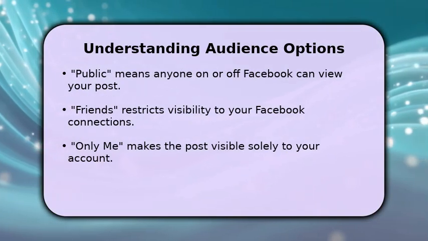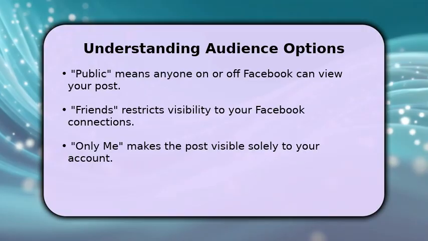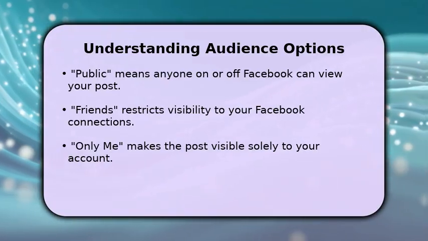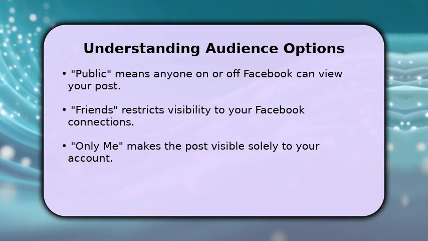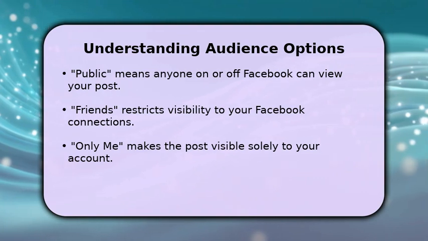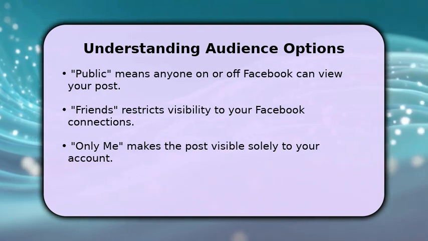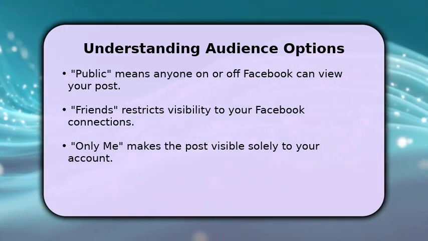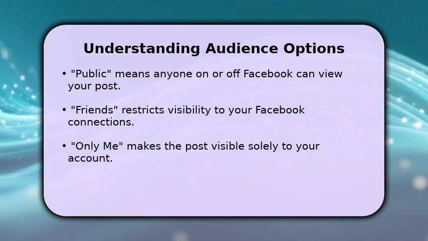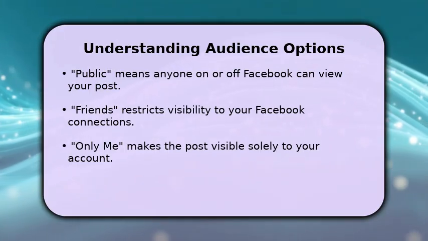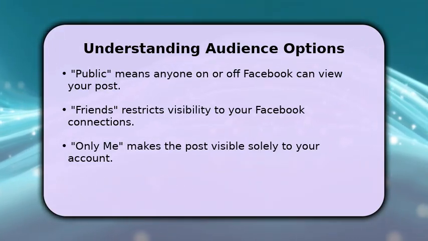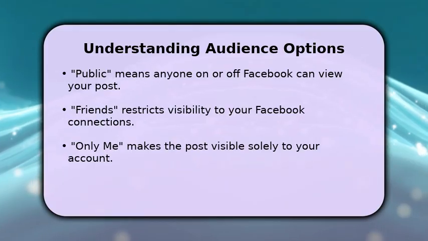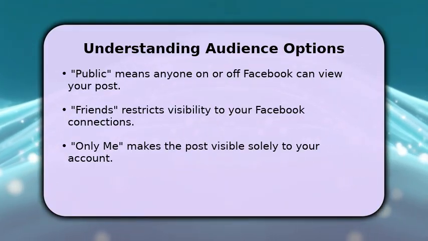Understanding the different audience options is key to managing your privacy. Public means your post is visible to everyone, including people not on Facebook. Friends limits visibility to your direct connections. Friends Except allows you to exclude specific individuals. Specific Friends lets you choose only certain people. Finally, Only Me makes the post completely private, visible only to you. Choose wisely for each share.